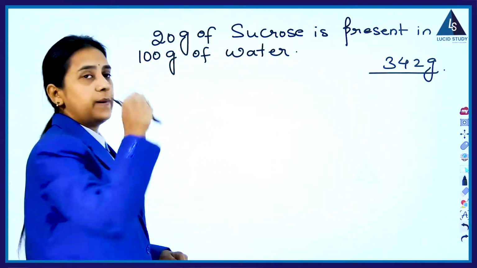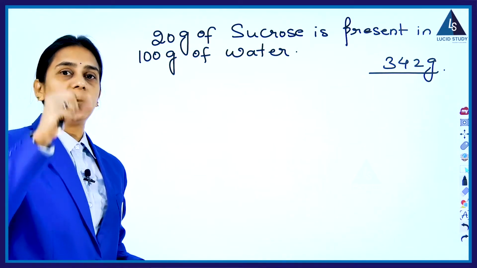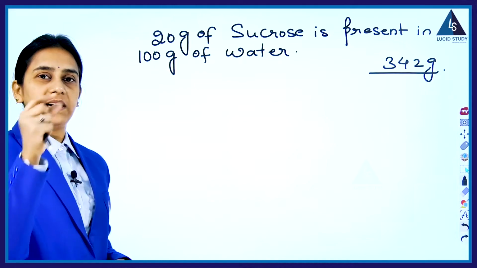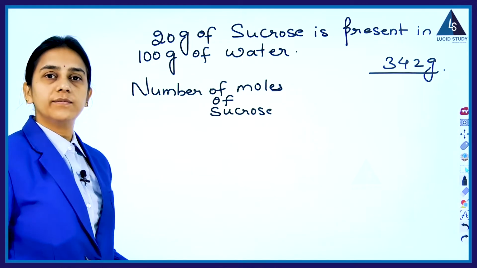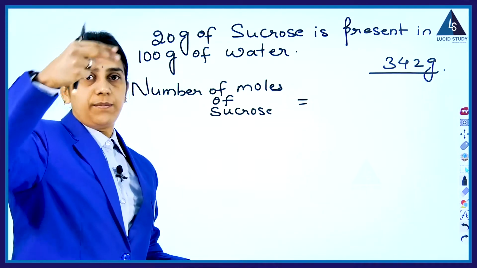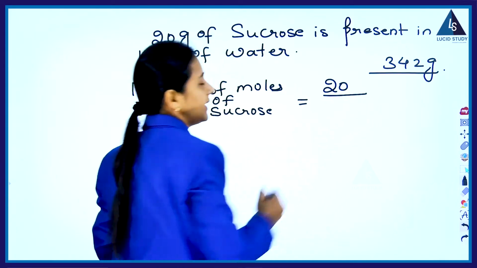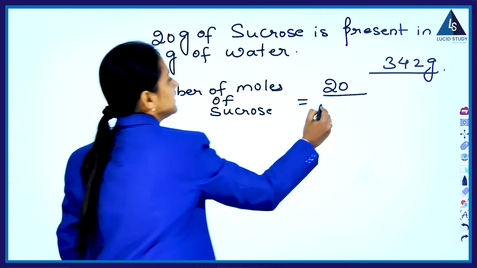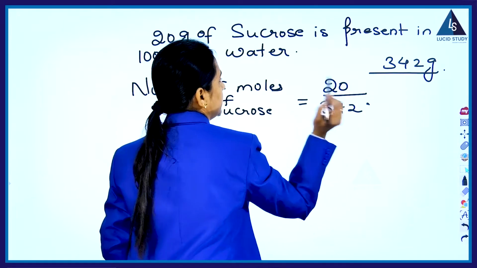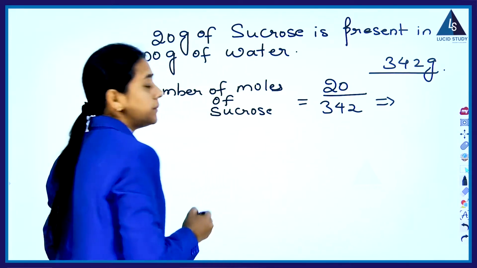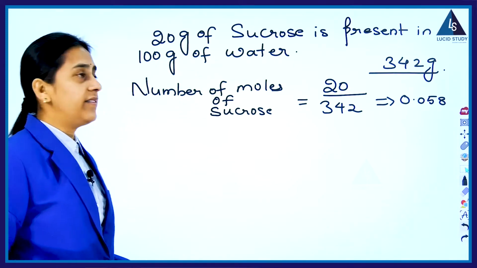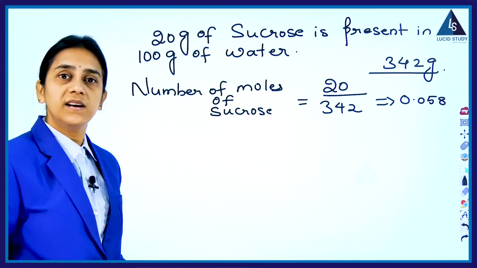That molecular weight is useful to calculate the number of moles, that is Na. Calculate the number of moles of sucrose, that is weight by molecular weight. Weight he has given you, 20. Molecular weight of sucrose is 342 grams. If you calculate it, you will get 0.058. This is the number of moles of the sucrose.